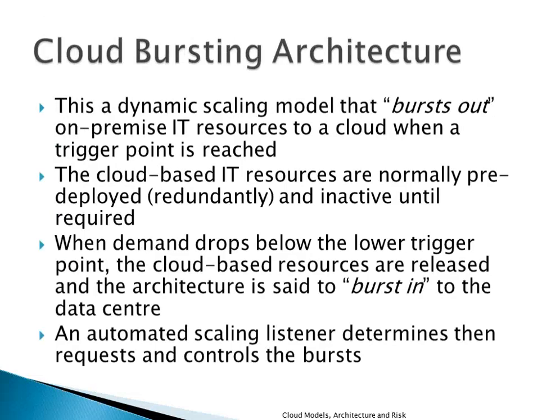Now, cloud bursting architecture is a dynamic scaling model that bursts out on-premise IT resources into the cloud once you reach a particular threshold. This allows you to have your on-premise IT resources in your own internal data center, and once demand hits a certain level, the trigger point, you can scale out to the pre-deployed, redundant resources you've put in the cloud that are there, turned off, and just waiting for demand to go up.